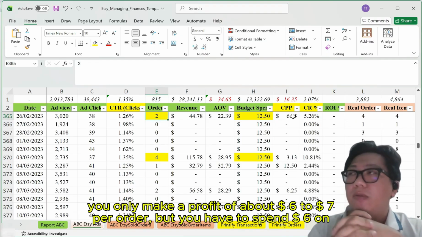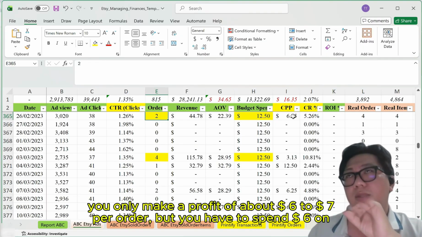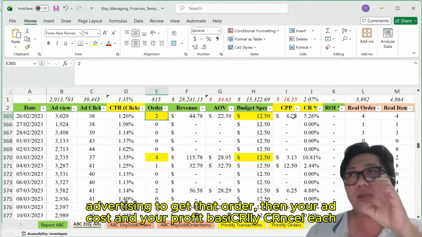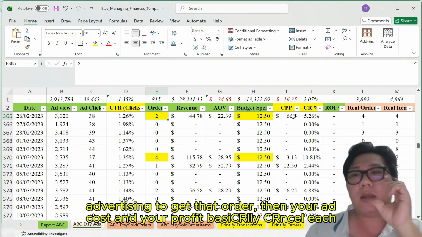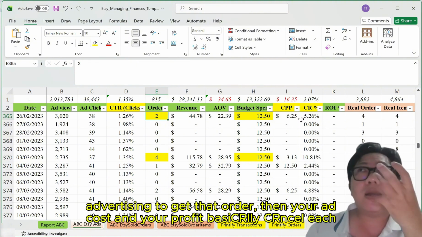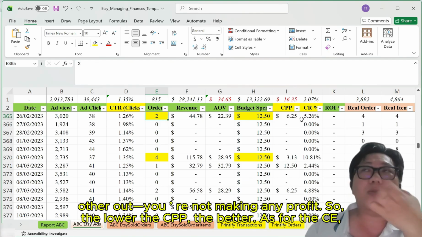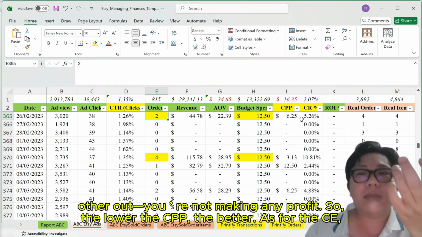Think about it. If you only make a profit of about $6 to $7 per order, but you have to spend $6 on advertising to get that order, then your ad cost and your profit basically cancel each other out. You're not making any profit. So the lower the CPO, the better.